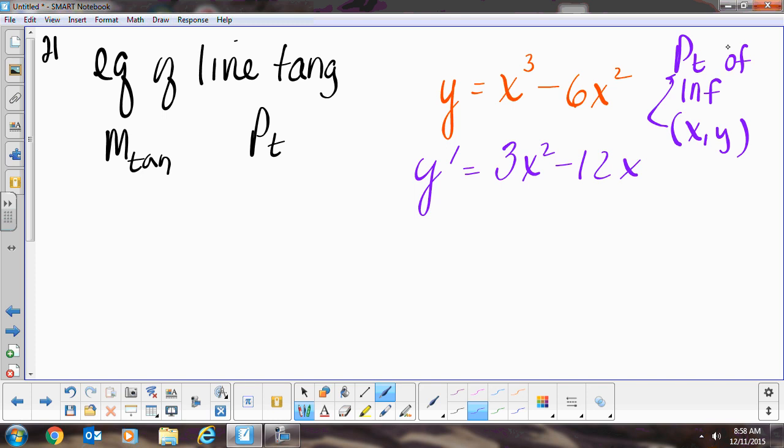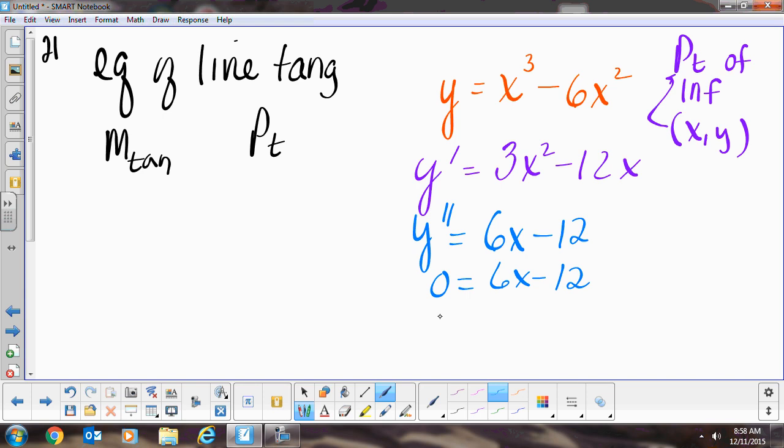So how do I go for a point of inflection? I'm going to need a second derivative. So we're going to have 6x minus 12. Now, Emil, where will this point of inflection occur? When the second derivative equals 0. So we're going to say 0 equals 6x minus 12. Solve my equation, Heather.